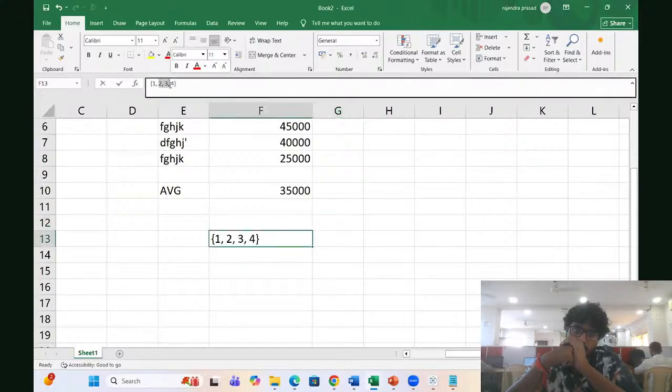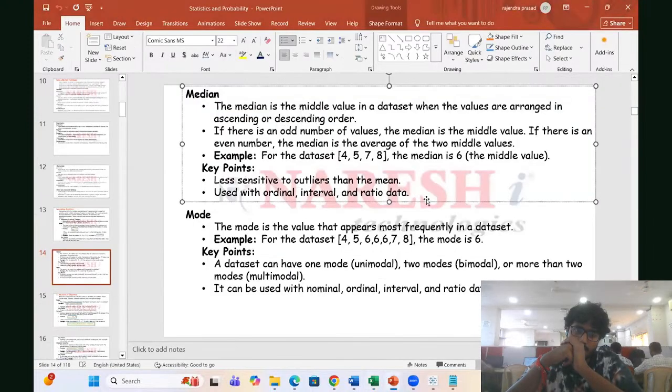These 2 and 3. So now you need to take the arithmetic mean of these 2 points. Then that will be your median. Clear? So this is how you are going to calculate the median.